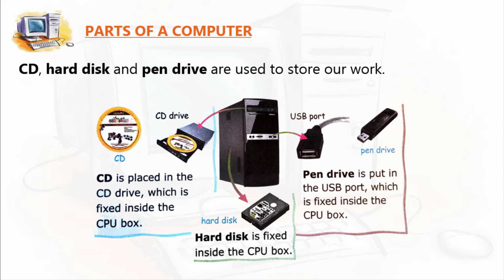Hard disk. The hard disk is fixed inside the CPU box. Pen drive. The pen drive is put into the USB port, which is fixed inside the CPU box.